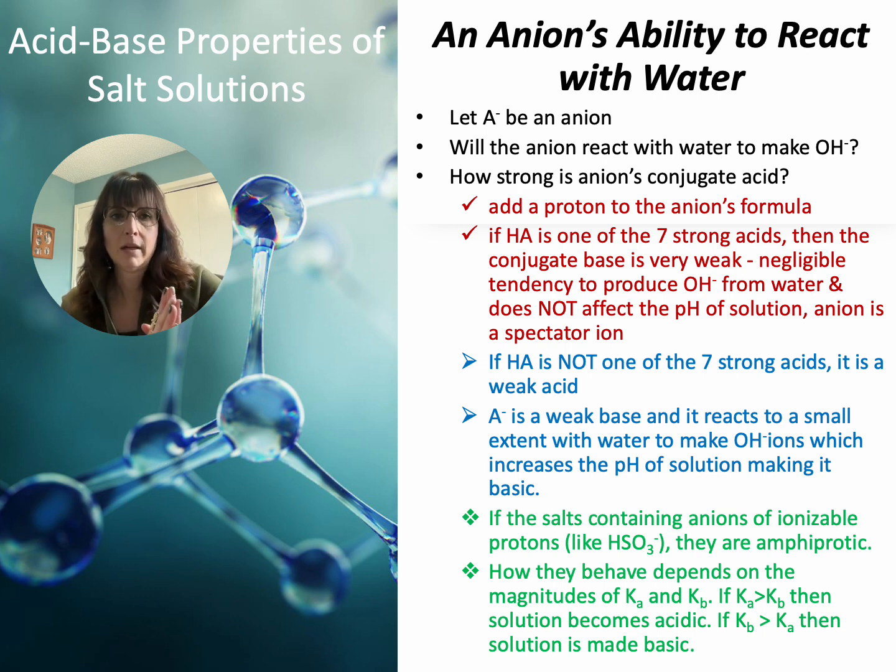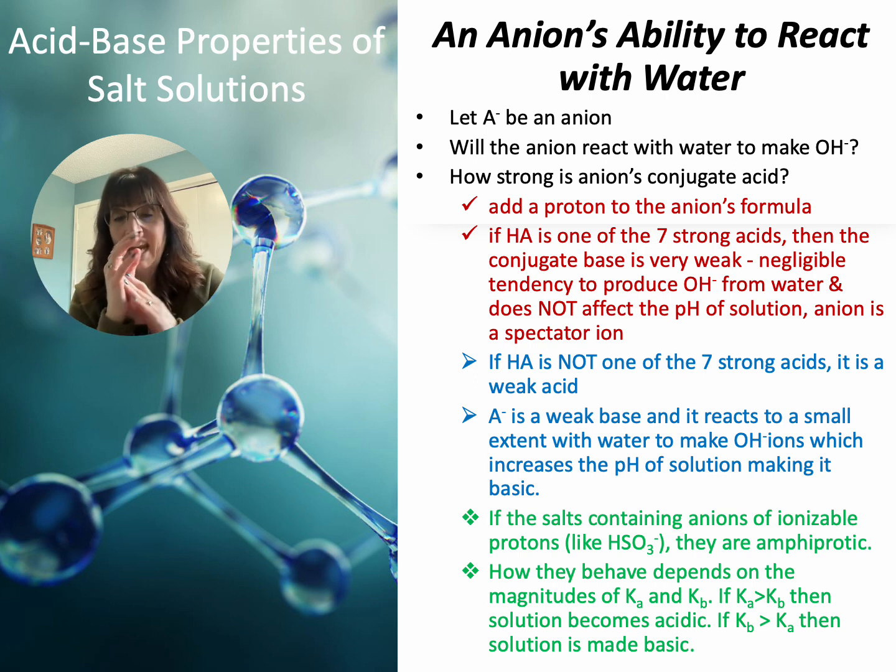If you have an anion, the question is, is it going to further react with water to make OH and change the pH of the solution? Well, we have to analyze that anion. And so what we need to do is figure out just how strong is it? So the first thing you should do is take that anion and put an H on it. If that becomes one of the 7 strong acids, we know that conjugate base is very weak. We know that it's not going to produce OH negatives from water. It's not going to affect the pH of the solution. The anion really is just a spectator ion.